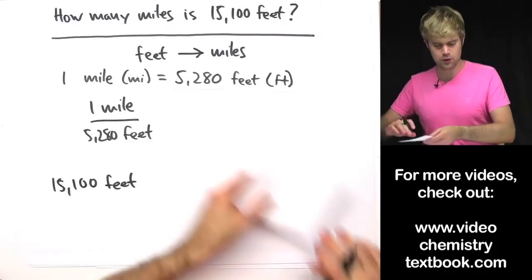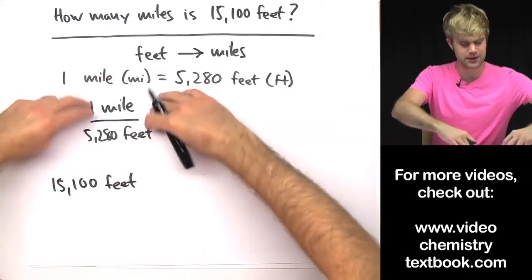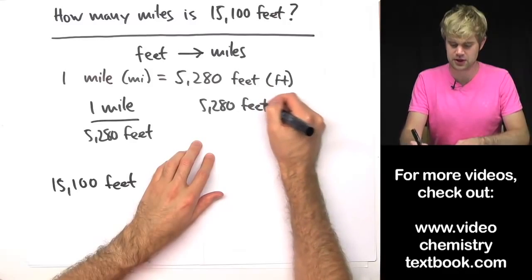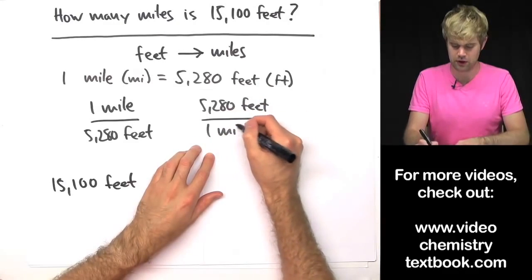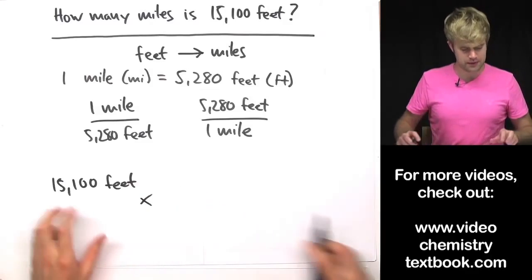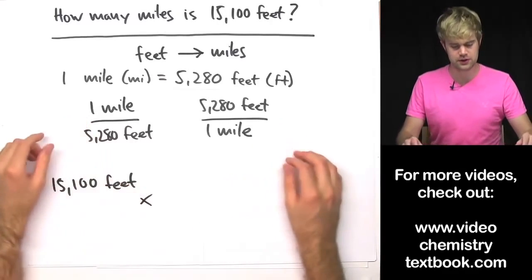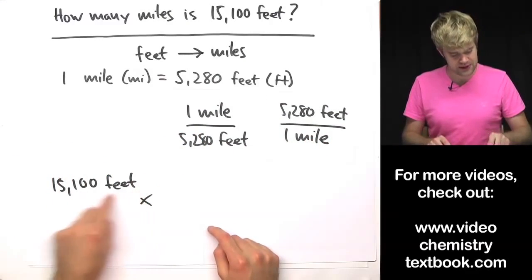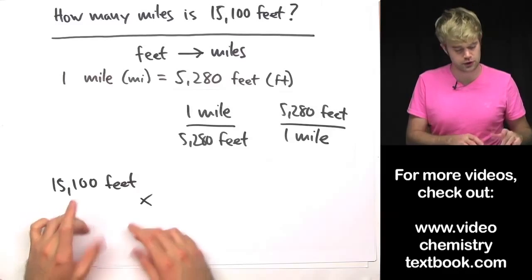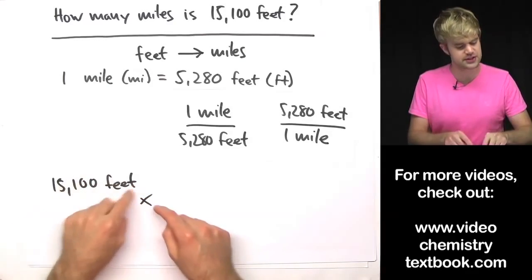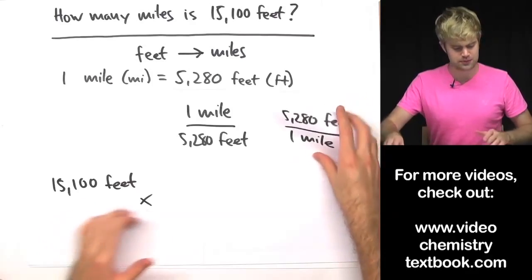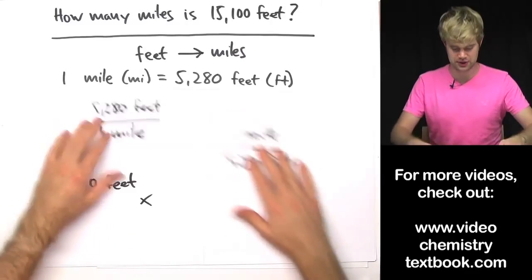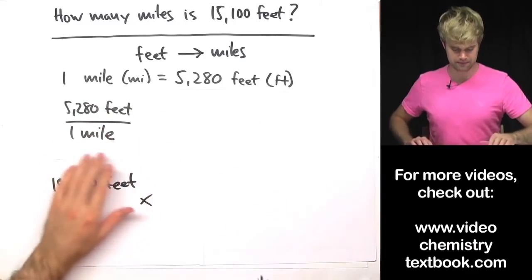And now I'll write what we could call the reciprocal of this, where we take it and we flip it up so that 5,280 feet is on the top and 1 mile is on the bottom. We're going to be multiplying our measurement in feet by one of these two conversion factors. Which one is it going to be? We have feet not as part of a fraction, so you assume that feet is on the top of a fraction, which means that we are going to want a conversion factor that has feet on the bottom of the fraction so they cancel out. So it is going to be this one here.